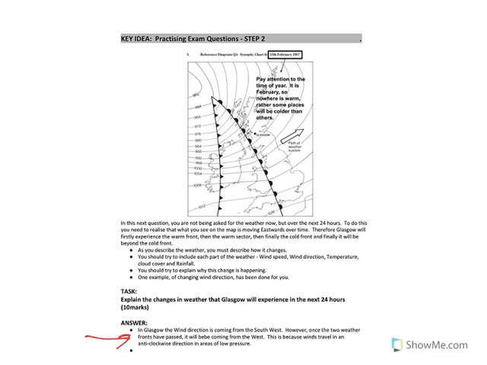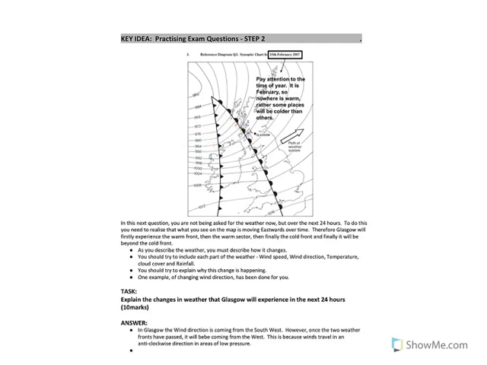Okay. In Glasgow, the wind direction is coming from the southwest. Yes, it is. Remember, anti-clockwise, following the isobars. However, once the two weather fronts have passed, it'll be coming from the west. So in 24 hours' time, what's over here will have moved to where Glasgow is.